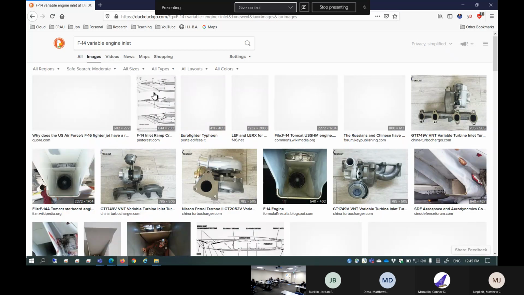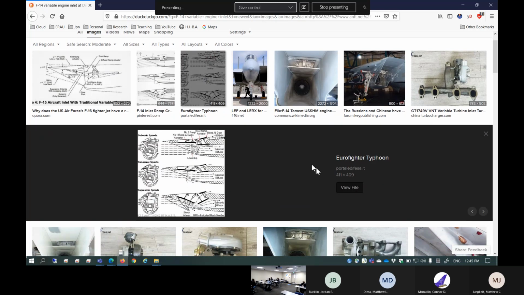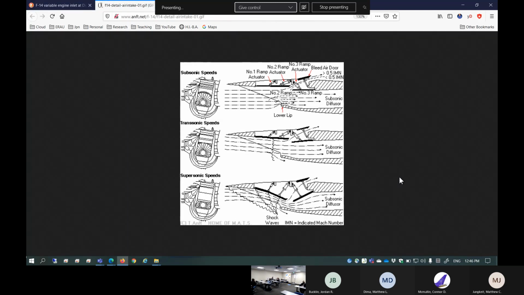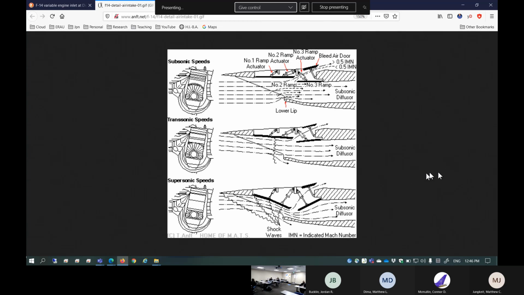Oh yeah, this is something I showed. Okay, so variable engine inlet, here we go. Yeah, that's it there. So this is the F14 variable engine inlet. Depending on the speed regime, in other words subsonic, transonic, to supersonic, it is going to change the inlet depth, trying to create a series of weaker shock waves. As the flow goes through those weaker shock waves, it is going to minimize the pressure loss as it hits the inlet of a compressor.